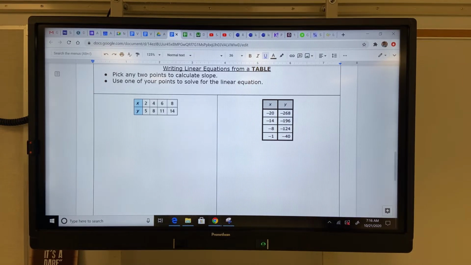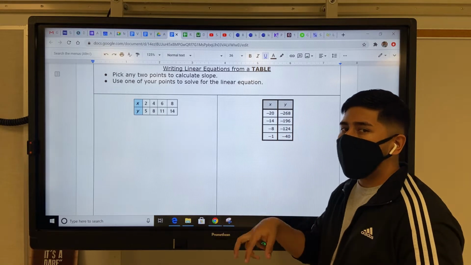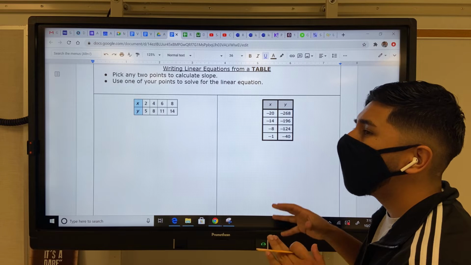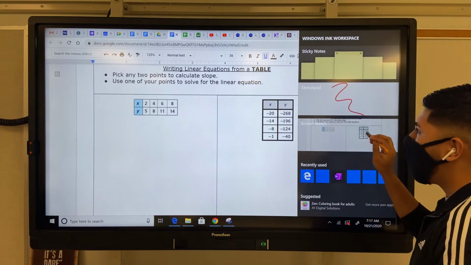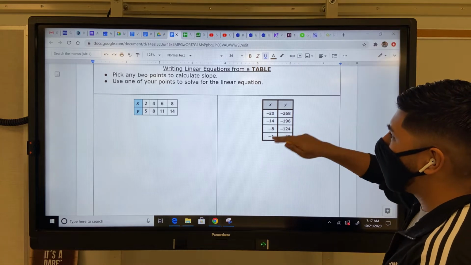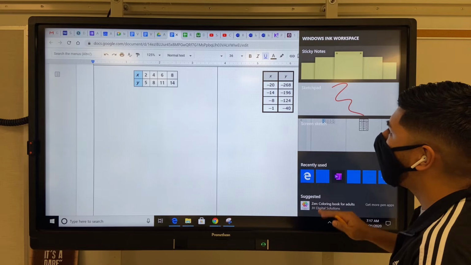Okay. This is part two. So we did a graph. Hopefully we kind of got the idea of it. Here we're doing the table, and it's the same exact thing, ladies and gentlemen. Same exact thing. We're going to get the 2 points. We're going to calculate our slope, and then we solve.